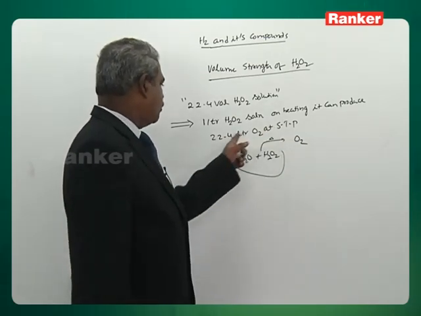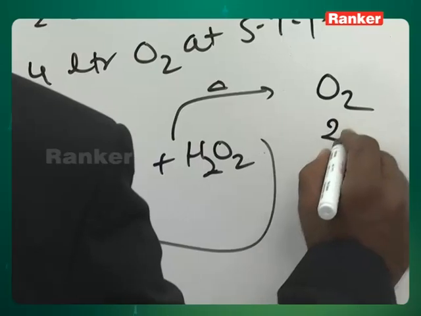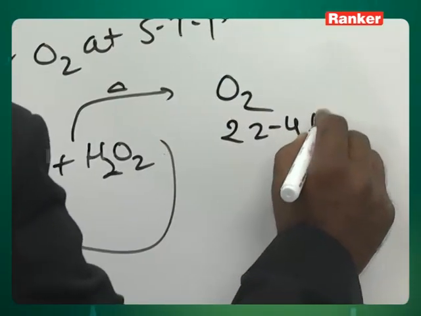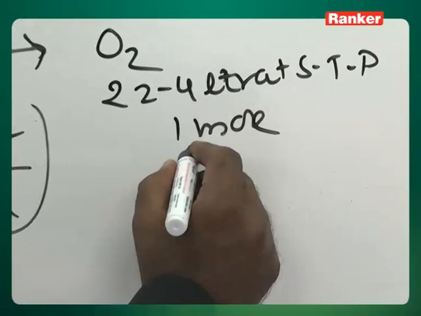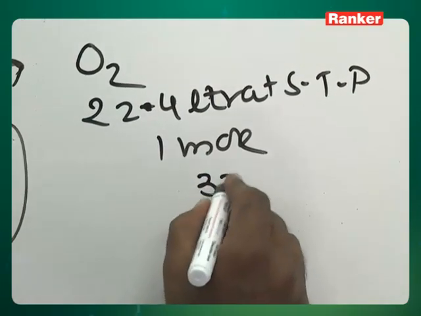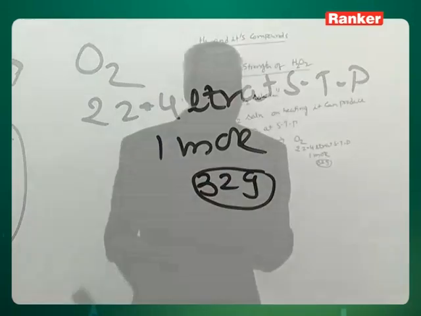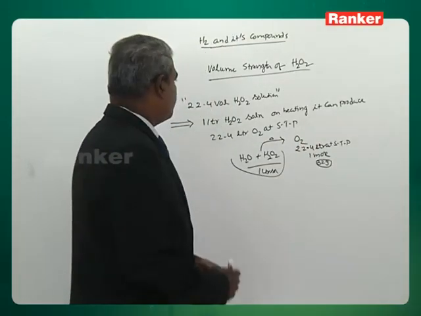This is called 1 mole. 22.4 liter at STP means 1 mole. So, you are getting 1 mole of oxygen. The mass of this, 1 mole being 32 grams, is not necessary. You are getting 1 mole of oxygen means, how can you get 1 mole of oxygen?